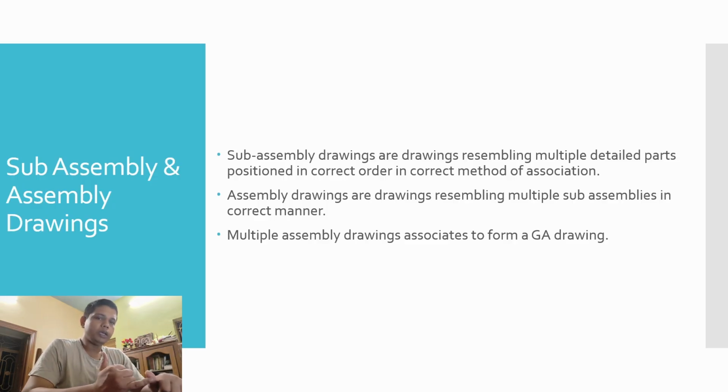So here's the point: one general arrangement drawing is formed with multiple assembly drawings, multiple assembly drawings are formed with two or more sub-assembly drawings, and each and every sub-assembly drawing is formed with multiple detailed drawings or production drawings. So this is the sequence of a drawing production method: general arrangement drawing, assembly drawing, sub-assembly drawing, then detailed drawing.